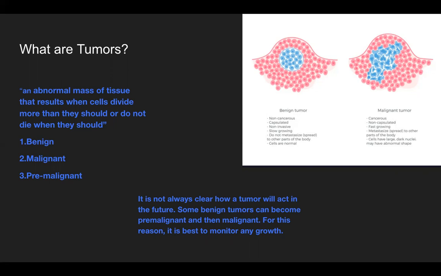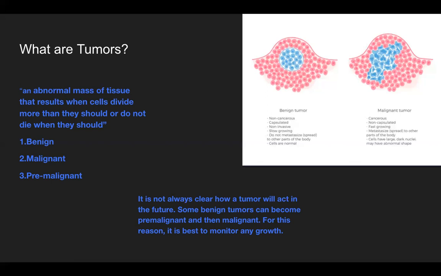Now, benign tumors are not cancerous. They cannot spread, or grow, but if they do, it is very slowly, and once a doctor removes them, they are not likely to return. Malignant tumors are cancerous. The cells can grow and spread to other parts of the body, which can result in death. And now premalignant tumors are tumors that don't have cancerous cells yet, but they do have the potential to become malignant and/or cancerous.